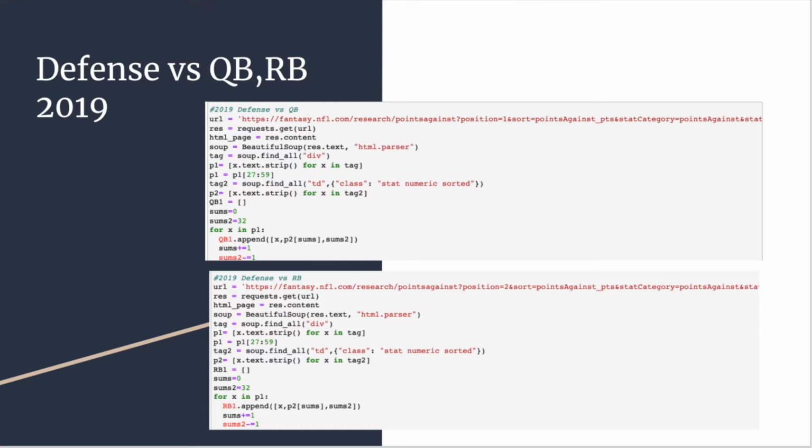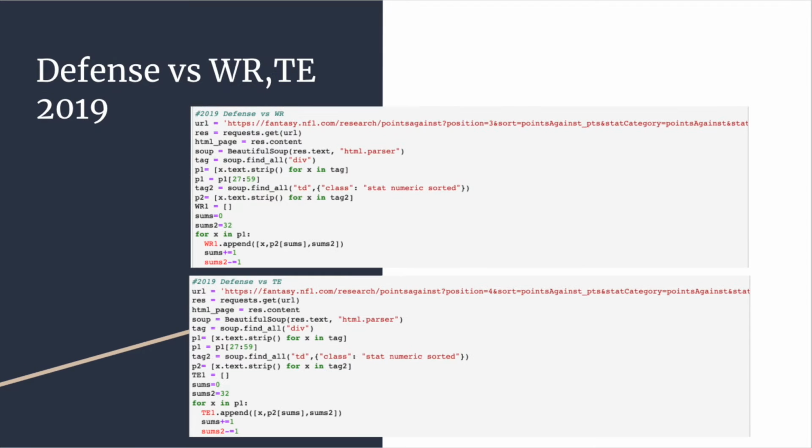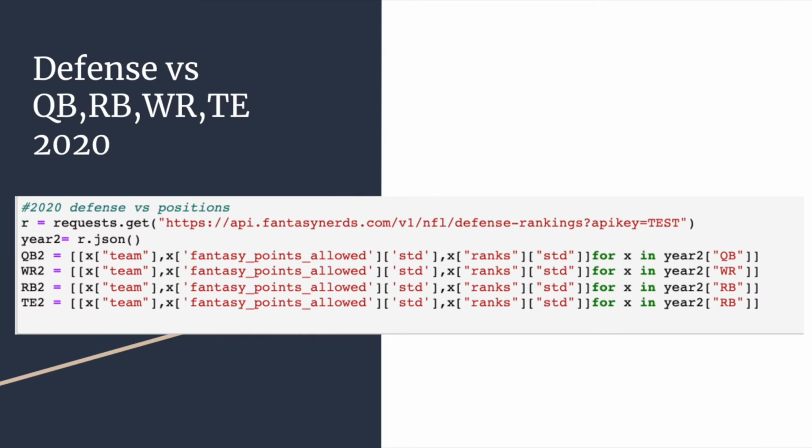That list gave us the ranks for the defense against the QB for the 2019 season, and we put this as QB1. We did the same thing for the running backs for the 2019 season, different extension but same website. The exact same thing for the wide receivers, all with the same data for the defense: how they perform against that specific position, and how much the defense would allow that game on average. We did the same thing for the tight ends for the 2019 season defense.